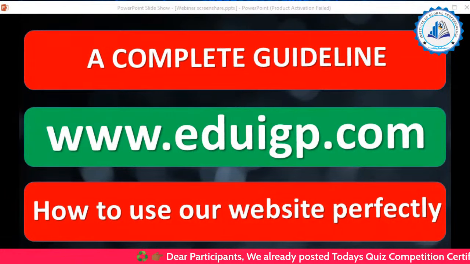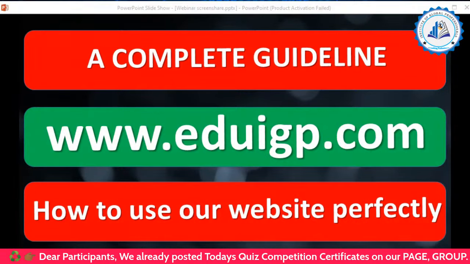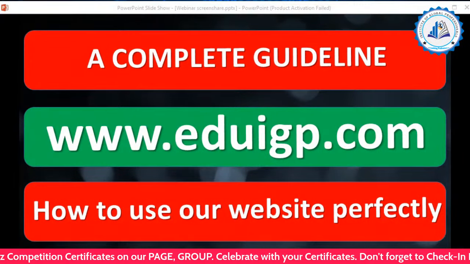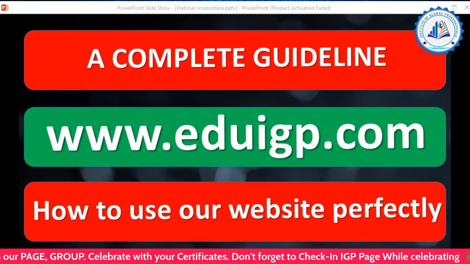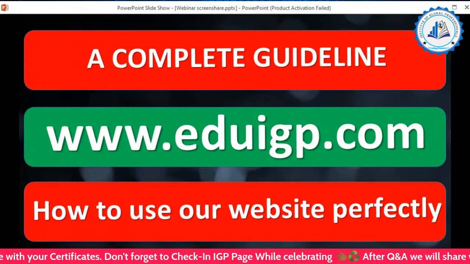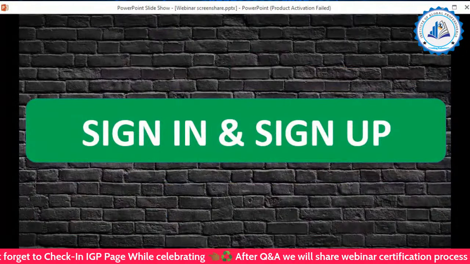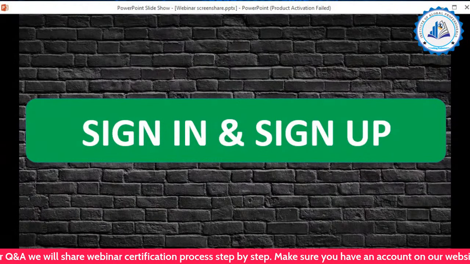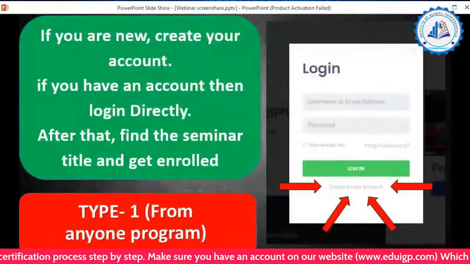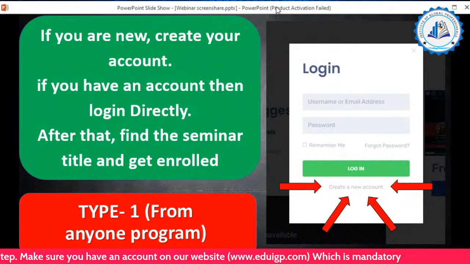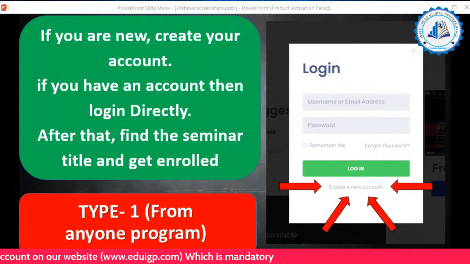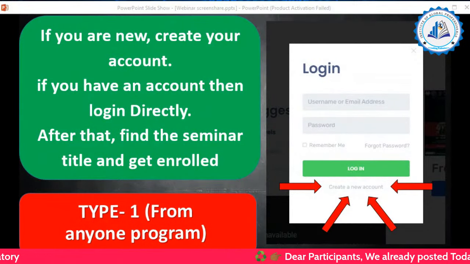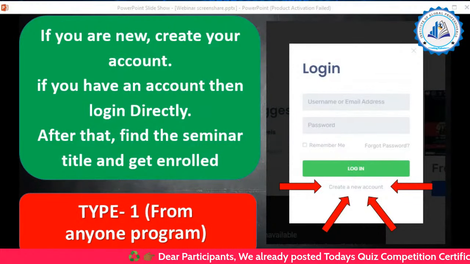So a complete guideline. Let us take a look at the complete guideline. You just have to visit www.eduigp.com, and this is the guideline on how to use our website perfectly. What are you going to do? Either you sign in or sign up. Even if you don't have an account yet, sign up. If you are new, create your account. If you have an account, then log in directly. It's very easy. After that, find the seminar title and get enrolled.